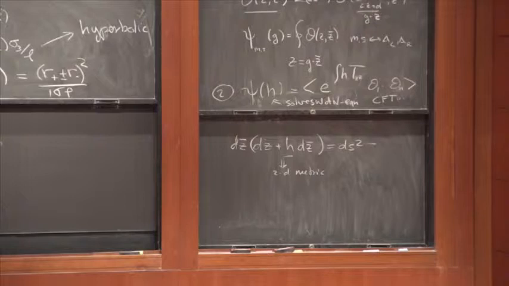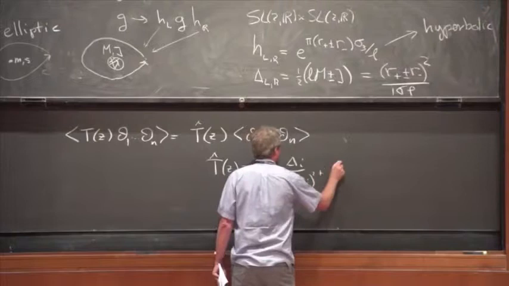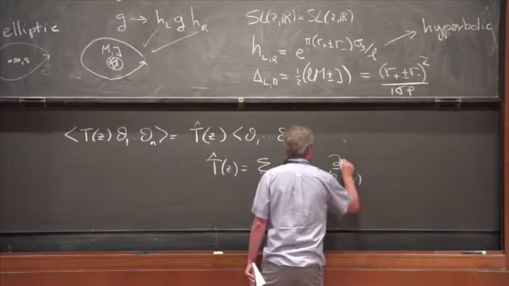there is some differential operator that acts on this thing, where T hat of z is the sum over i of delta_i, these are the conformal dimensions of the operators O_i, over (z minus z_i) squared, plus a derivative in z minus z_i. OK, so this is this conformal ordered entity.